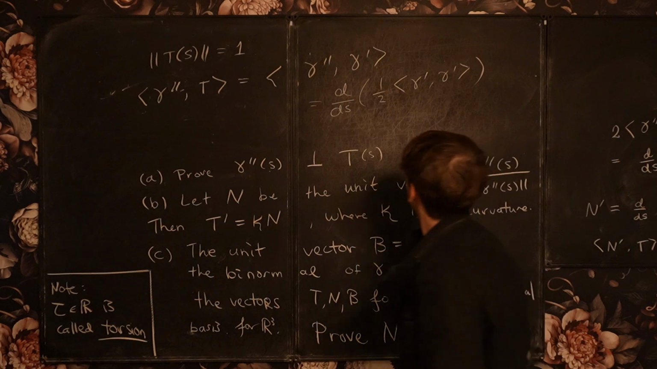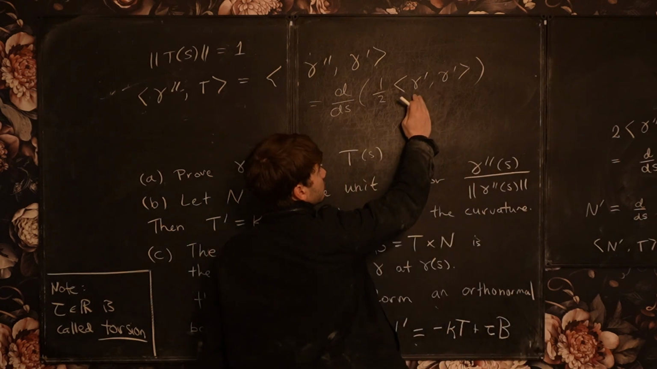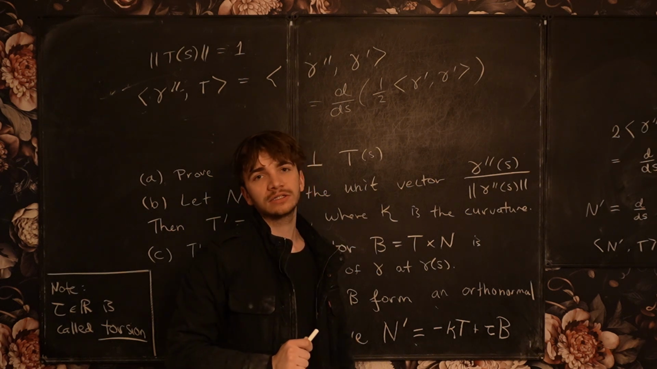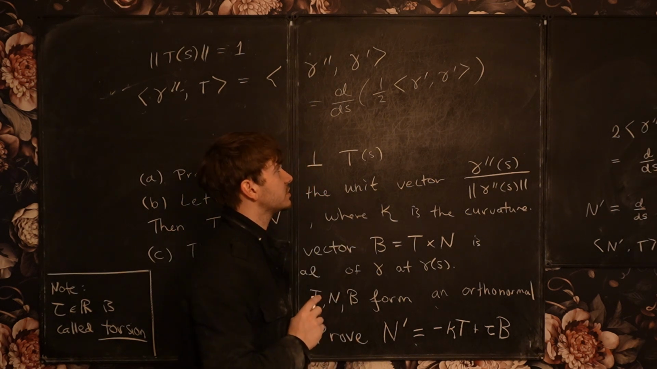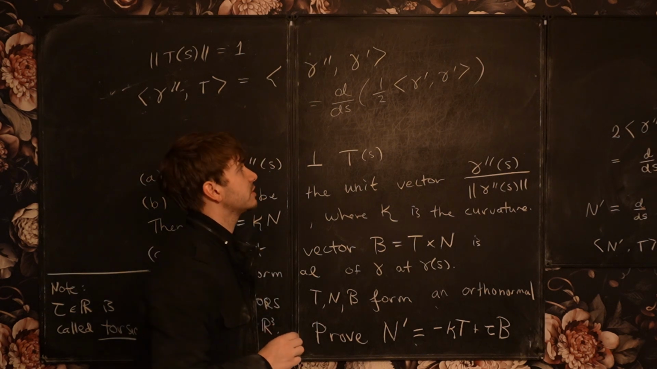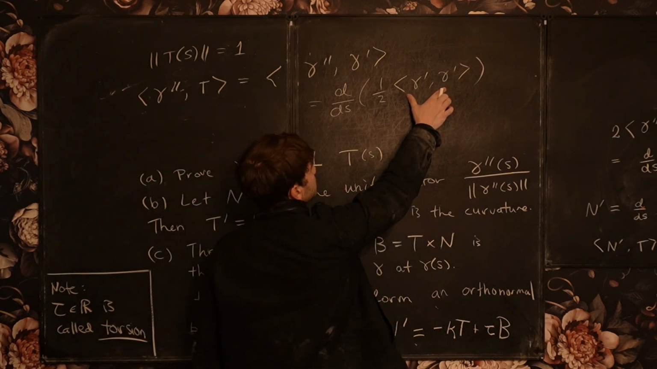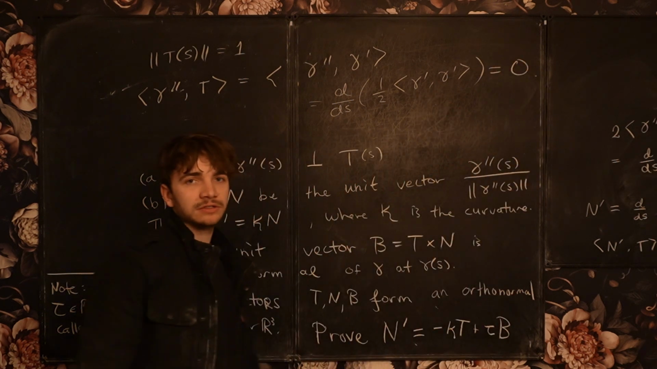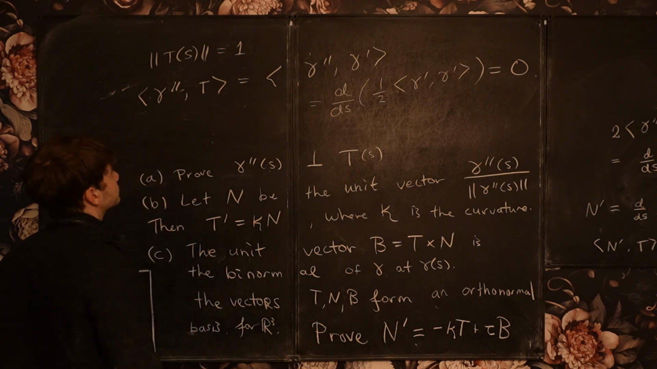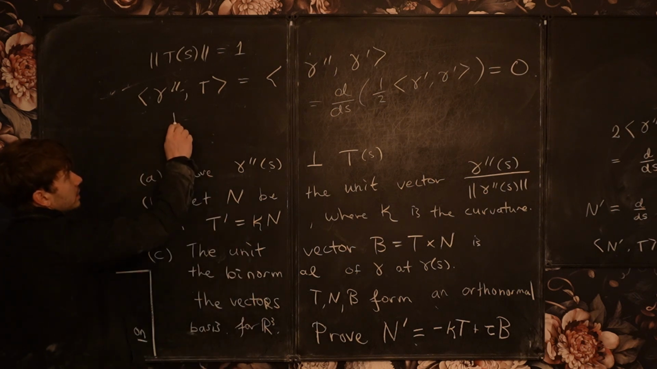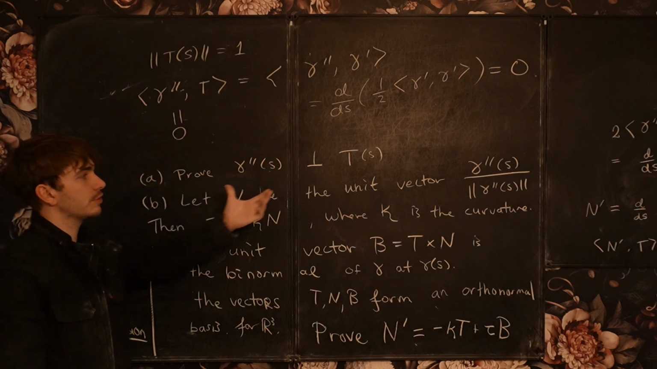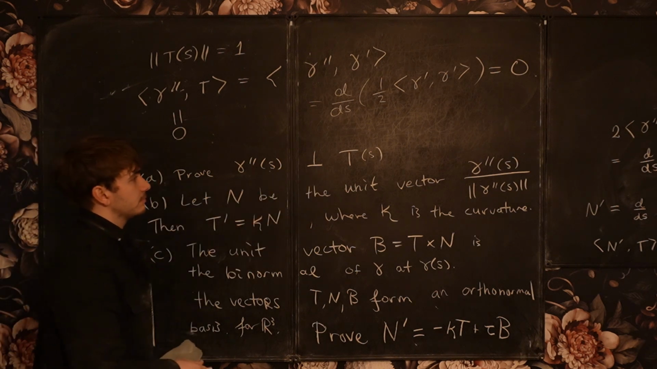Okay, so now we know that this inner product of gamma prime with itself is actually just a constant, namely it's 1, because our curve is assumed to be a unit speed parameterization. So therefore, the norm of this vector is a constant 1, and so its derivative is 0. It's unchanging with respect to s. So what we conclude is that the inner product of gamma double prime and t is 0, therefore they're orthogonal. So that proves part A.